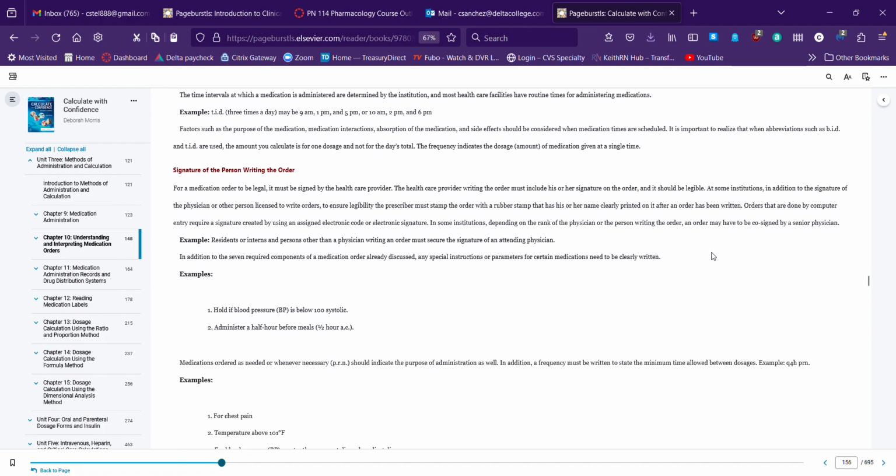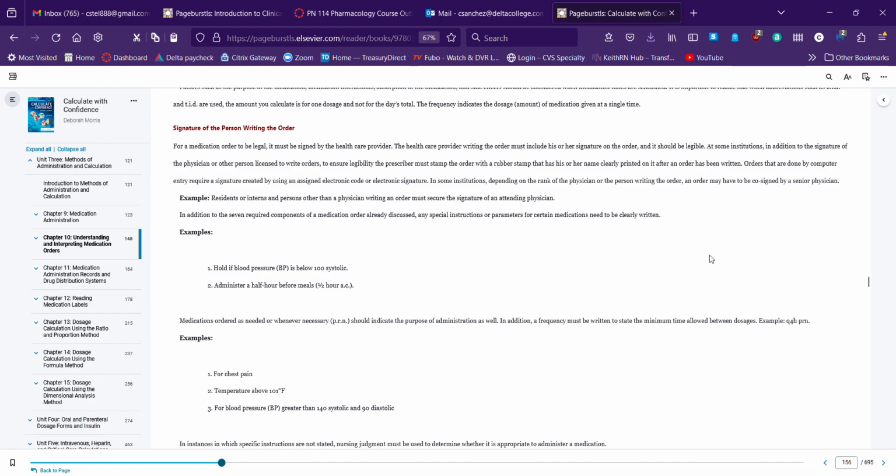So every order must have a signature of the person writing the order. And so if you are taking a verbal order, then you would have the order written, and let's say it's a telephone order, then you would put TO for telephone order, RB for readback, and we're going to talk about that a little bit more tonight, and I can write some examples on the board.